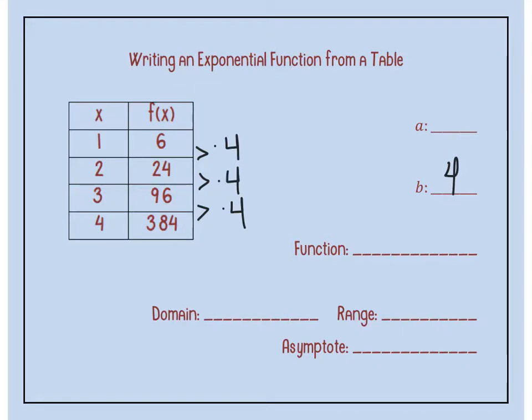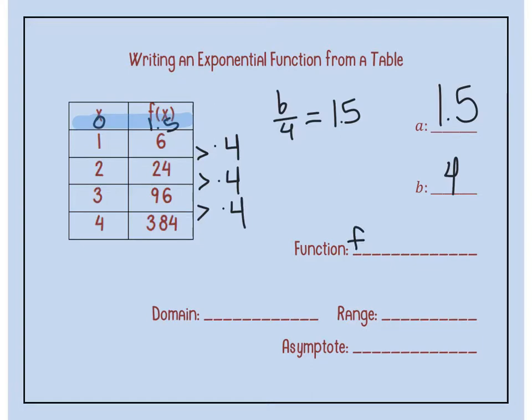Now a is where x equals 0. Well, the table doesn't have x equals 0. So I've got to work backwards here. If I put a 0 there, I was multiplying by 4, so how do I get the number that was before 6? I divide by 4. So 6 divided by 4 gives me 1.5. So my y-intercept is 1.5. So remember, find where your x equals 0. That tells you the starting value.